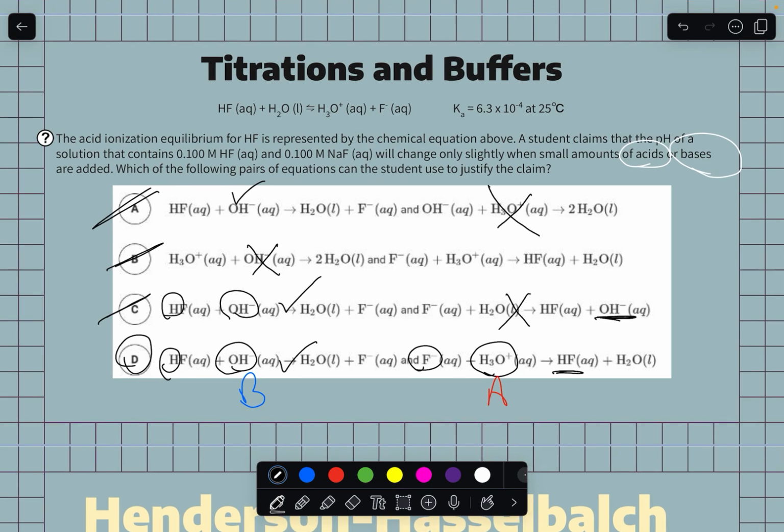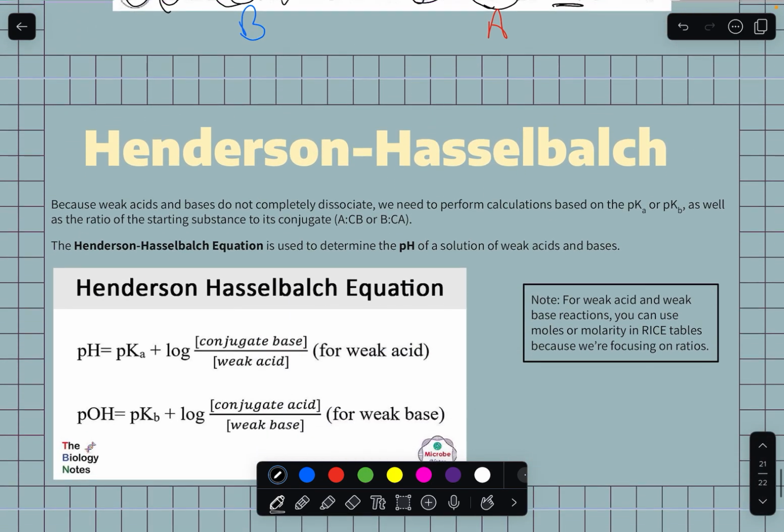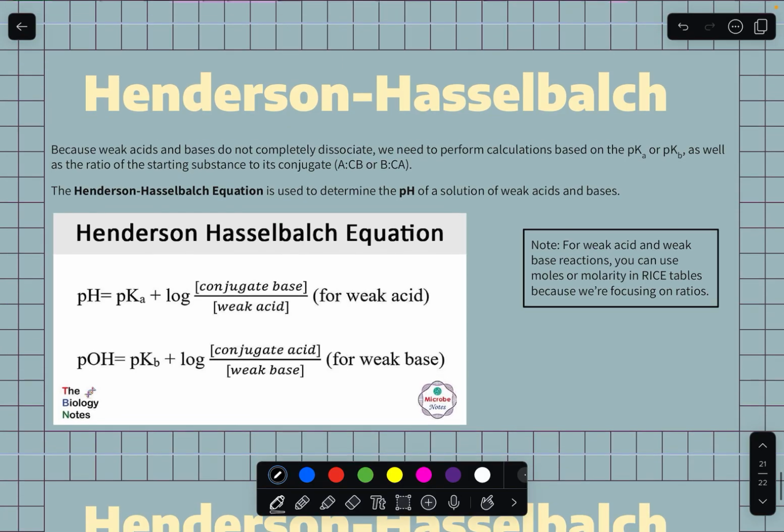Okay. And then our last topic for these notes is the Henderson-Hasselbalch equation. So for weak acids and bases, because they do not completely dissociate, we need to perform a calculation based on the pKa or pKb, as well as the ratio of the conjugate and the initial substance. Okay, so this equation is called the Henderson-Hasselbalch equation. You'll notice it's the same thing for pH or for acids and bases. The only difference is that for pH you use pOH, for pKa you use pKb, and then it's just the conjugate and the initials flipped, right? But it's the same exact equation.